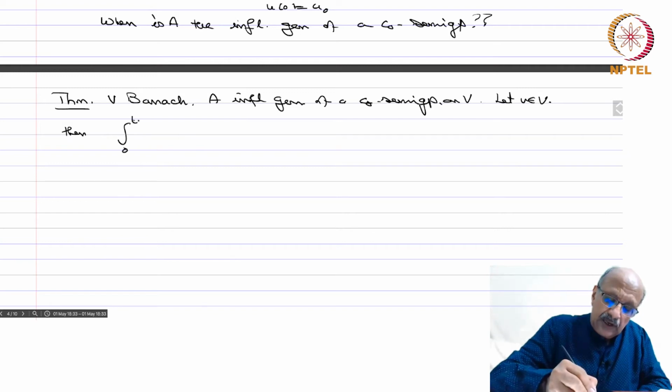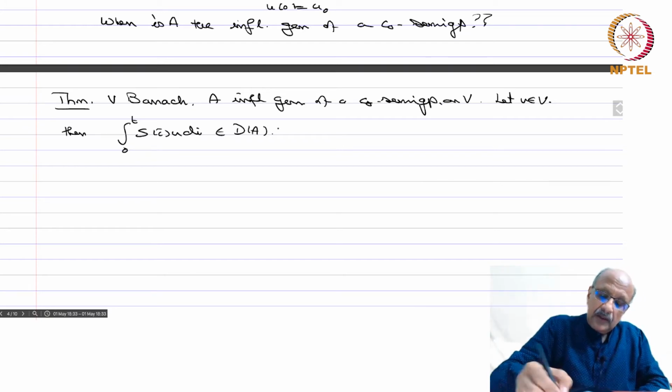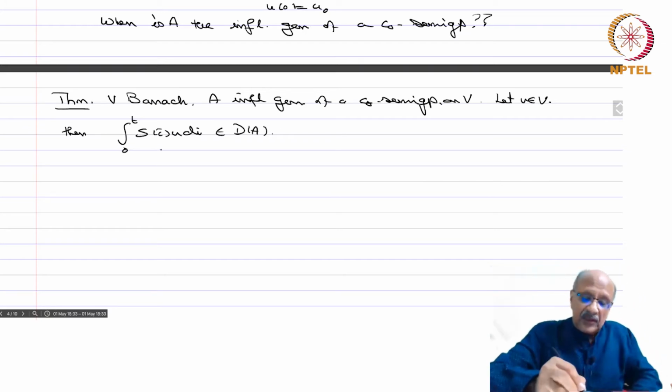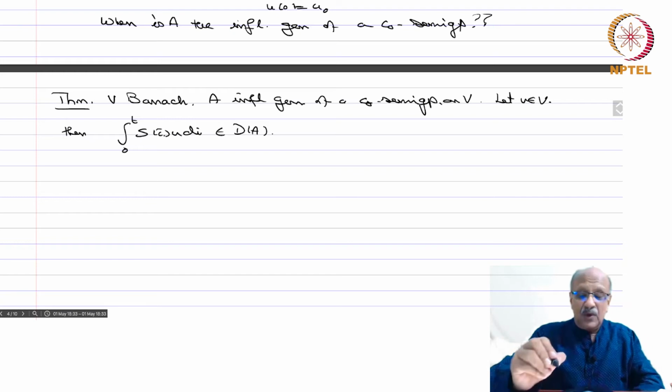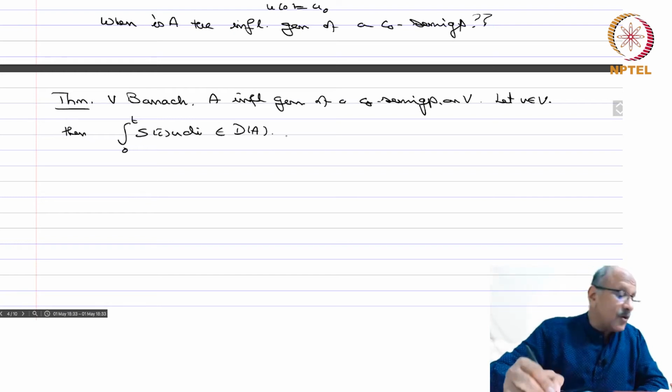So, the integral from 0 to t of S(τ)u dτ belongs to D(A). Now, if u is in D(A), then S(t)u is already in D(A), we know that. Now, if u is not in D(A), u any element of V, S(t)u will not be in D(A), but the integral of S(τ)u over 0 to t will belong to D(A), okay, for all t positive.